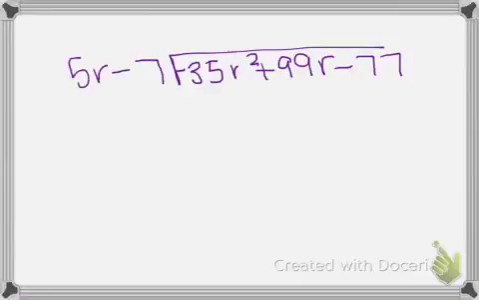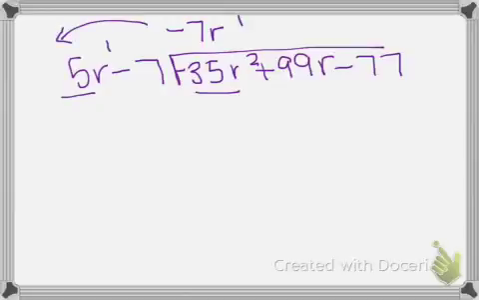As you can see, I've rewritten our problem already to make it easier to solve. Once again, we do first into first. Negative 35r squared divided by 5r is negative 7r, because 1 plus 1 gets us a power of 2.